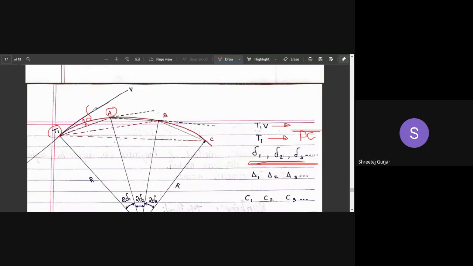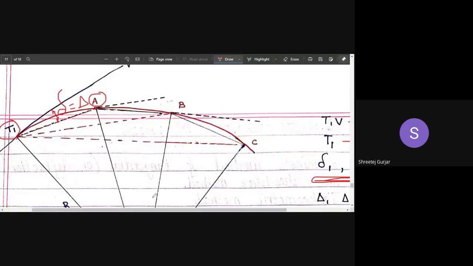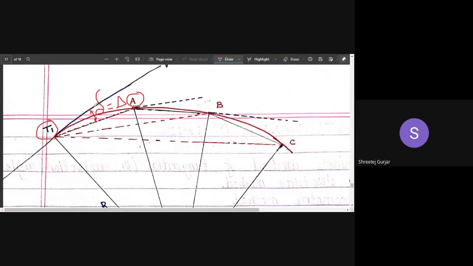The angle measured from the tangent to that chord is your tangential angle. In this first case, it is also equal to delta, because your tangential angle and the deflection angle are both the same in the first case, but that will not be the case in the second case.